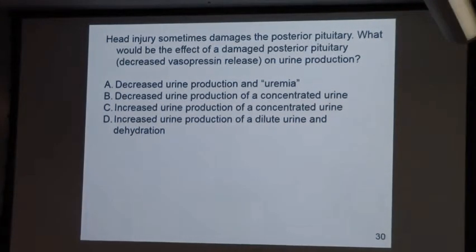Head injury, concussion, sometimes damages the posterior pituitary. Not typically, not commonly, but it can happen. It's not usually a concussion. This is a real head injury, a car accident sort of head injury. What would be the effect of a damaged posterior pituitary with decreased vasopressin release on urine production?